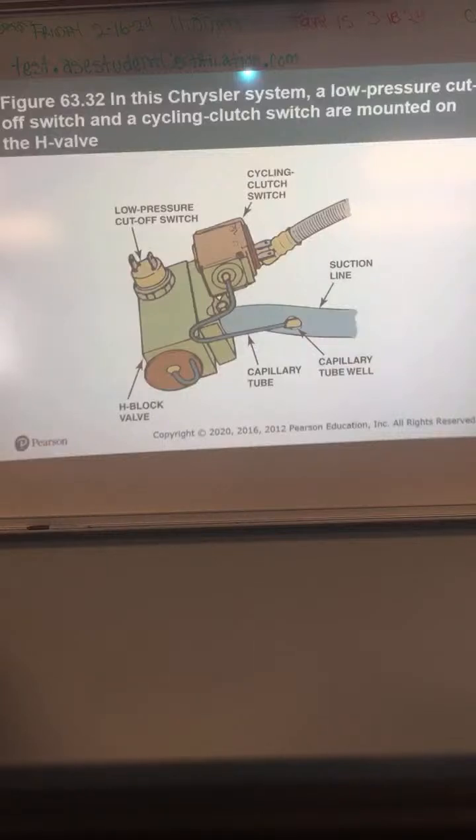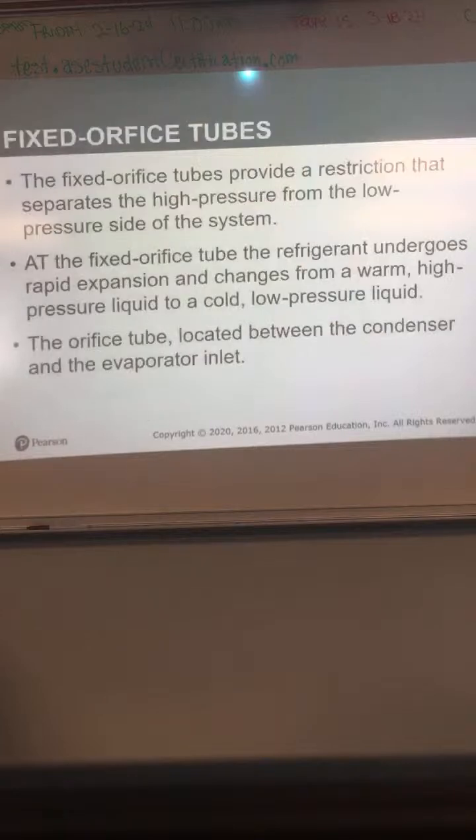Chrysler system showing that cycling clutch and how that is mounted. On a fixed orifice tube, this one will just provide a restriction that separates high and low side pressures. The refrigerant undergoes a rapid expansion, changes from a warm, high pressure liquid to a cold, low pressure liquid. The orifice tube is located between the condenser and the evaporator inlet.